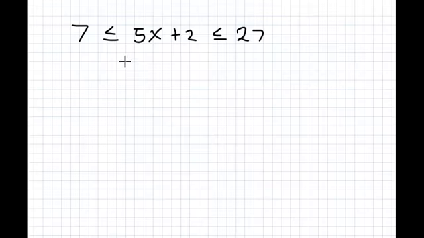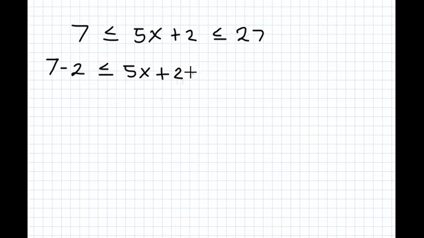We're working linear inequalities in intermediate algebra. So we have this inequality and we want to find the solution set. So what I'm going to do here is I'm going to go ahead and subtract 2. We have a positive 2 in here, so I'm going to subtract 2 from everything. So we have 7 minus 2, and minus 2 is less than or equal to 27 minus 2.